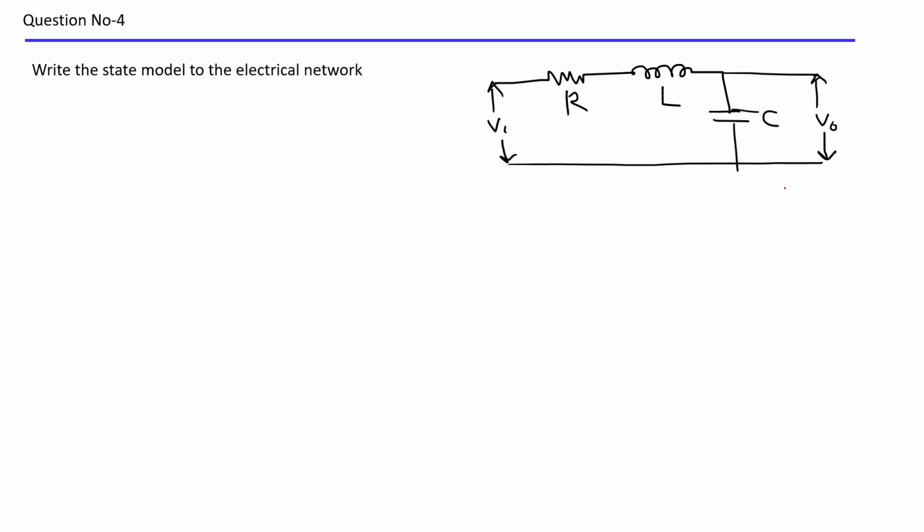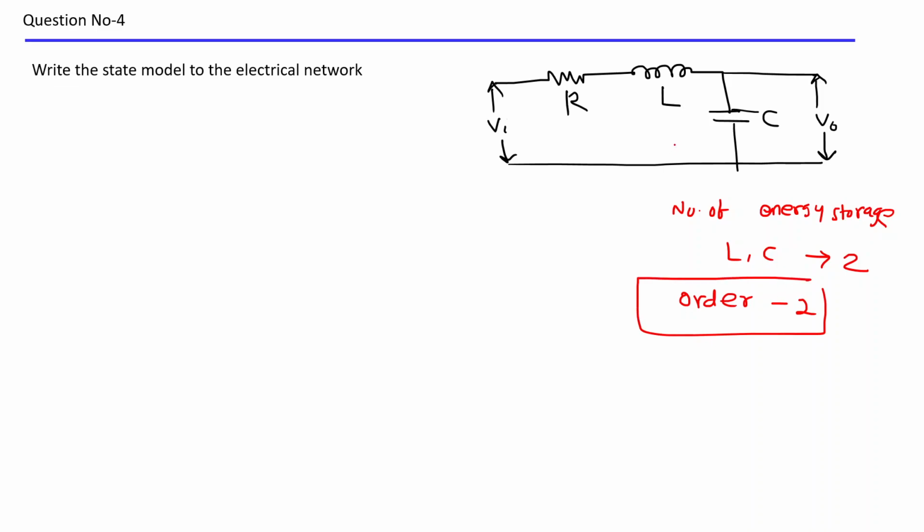So I told you that the number of energy storing elements is 2. So number of energy storage, this L and C, so it is 2. So as many storage elements as there are, that is the order of the equation. So order is now 2. Okay, because these are the terms which give L di by dt and this C gives C dv by dt. So this is one differentiator, this is another differentiator.